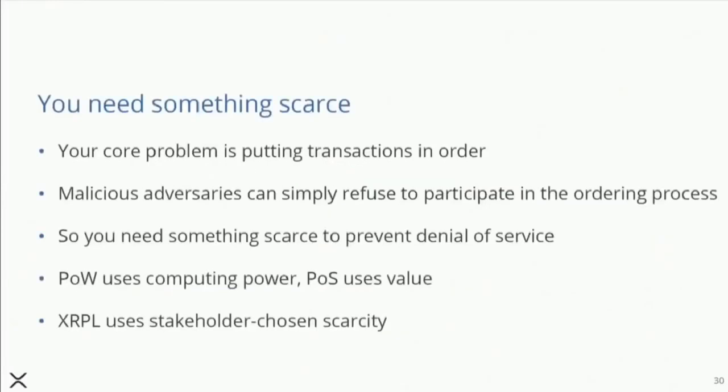You do need something scarce. You have the possibility of a Sybil attack where someone just sort of prevents the stakeholders. Like you have two equally good ways to make forward progress, and a bunch of jerks are just like, I like this one, I like this one, I like this one, and you never reach agreement. The only thing you need is something scarce to protect against the Sybil attack. The XRP ledger uses stakeholder-chosen scarcity, which means if you're a natural stakeholder, you just choose anything scarce.